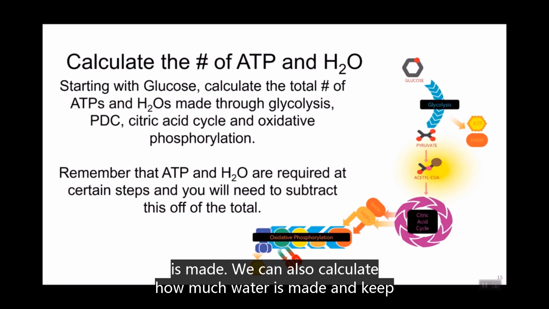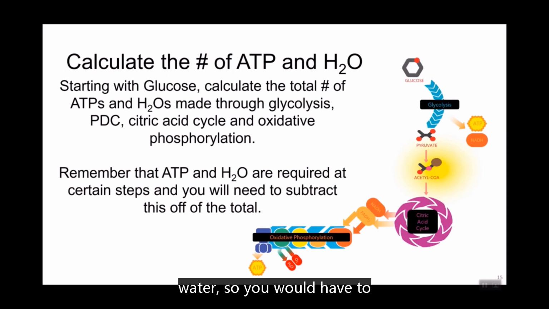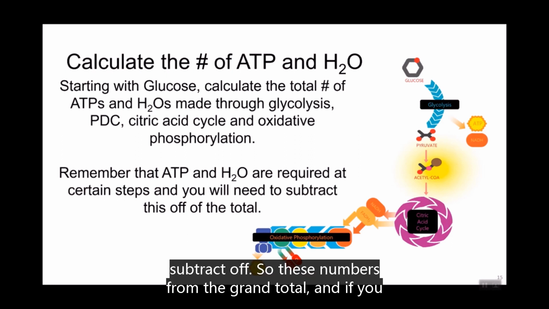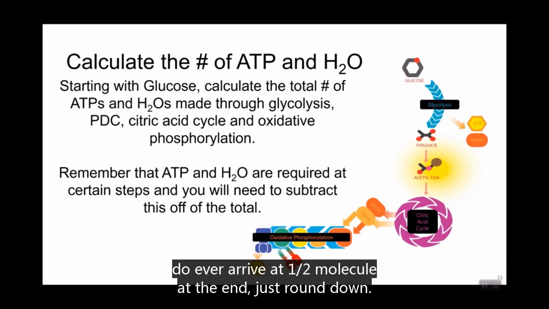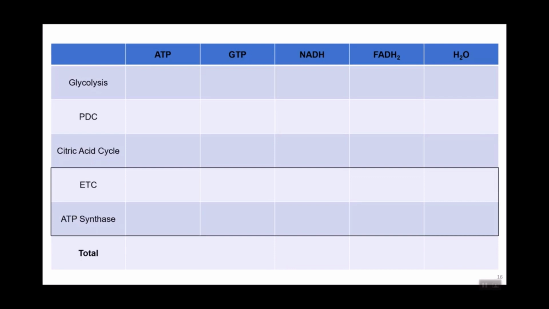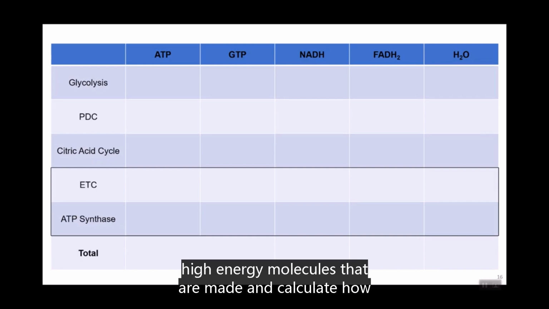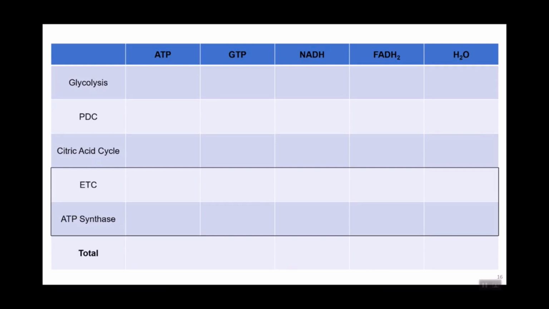We can also calculate how much water is made, and keep in mind that some of the pathways may require ATP or water, so you would have to subtract off these numbers from the grand total. And if you do ever arrive at a half molecule at the end, just round down. Okay, so let's use this table to keep track of all the high energy molecules that are made and calculate how much ATP and water is made.